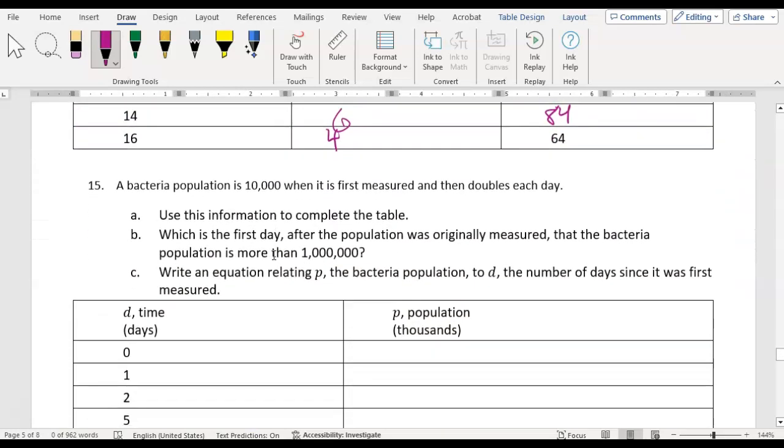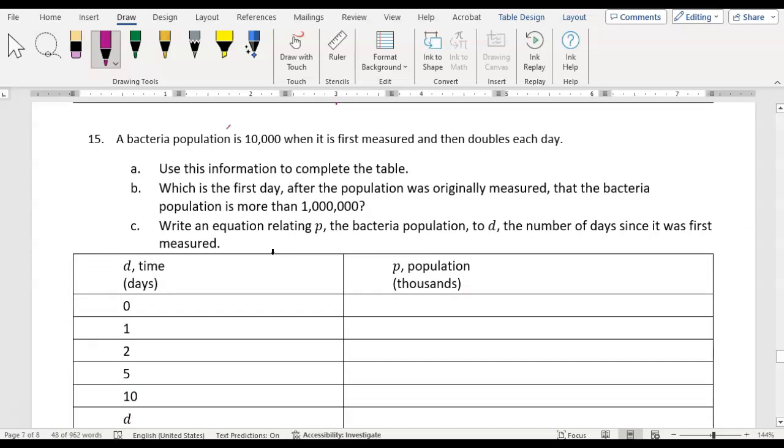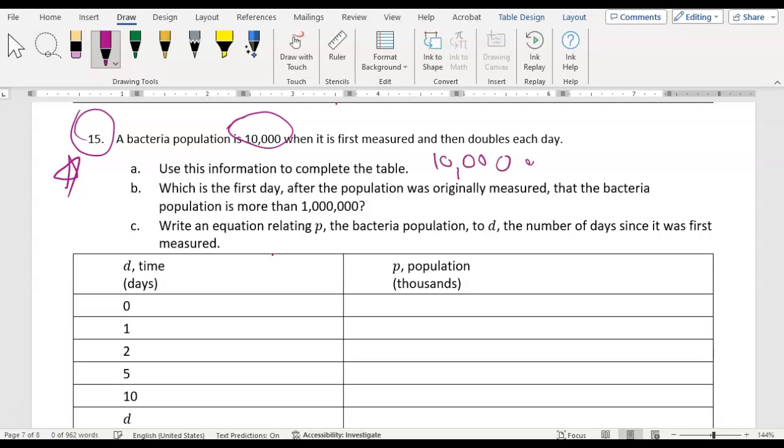and then therefore not give us the greatest area. Number 15, a bacteria population is 10,000 when it was first measured, and then it doubles each day. Okay, so looking at this immediately, I see this is a review of our exponential functions, so we don't forget those. Use the information to complete the table. Which is the first day after the population was originally measured that the bacteria population is more than 1 million. All right, so let's write our equation. We have 10,000. It doubles each day, so we're doing times 2 to the power of x. Remember, if that x is in the exponent, it is an exponential function, not a quadratic one. Even though there's an exponent in a quadratic function, the exponent in a quadratic function contains a 2, a square.